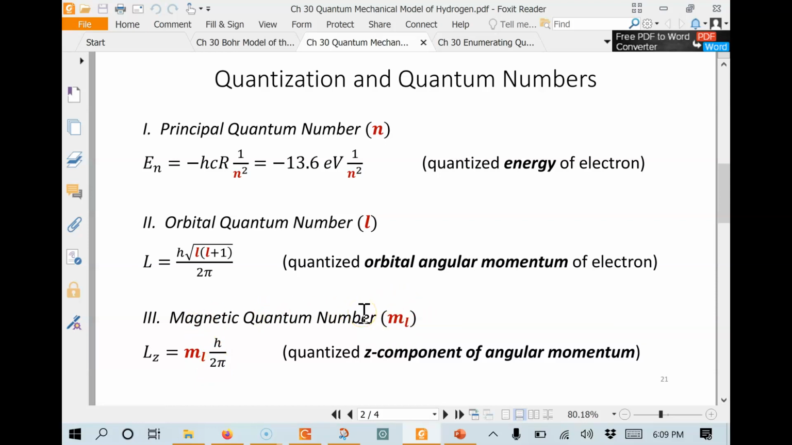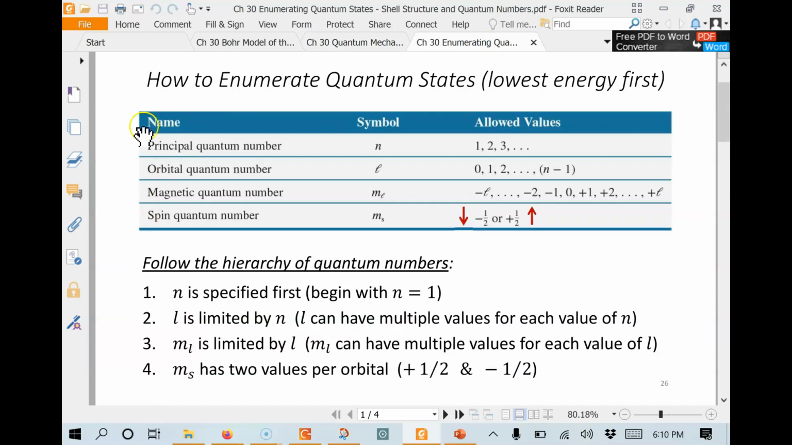Now remember that n, the principal quantum number, is the topmost in the hierarchy of quantum numbers. It determines the possible values of l, and l determines the possible values of m sub l. So we need to remember this hierarchy of what possible values lower down are allowed based on the values higher up. So the first thing we should do in this problem is figure out the value of n, because that's going to determine the max values for these other quantum numbers.